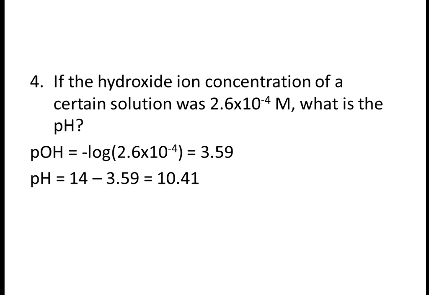Number 4, if the hydroxide ion concentration of a certain solution was 2.6 times 10 to the negative 4 molarity, what is the pH? So for this, you have the pOH, which is equal to the negative log of 2.6 times 10 to the negative 4. And when you put that in your calculator, you get that it's equal to 3.59. So then, to find the pH, you do 14 minus 3.59, and you get 10.41.